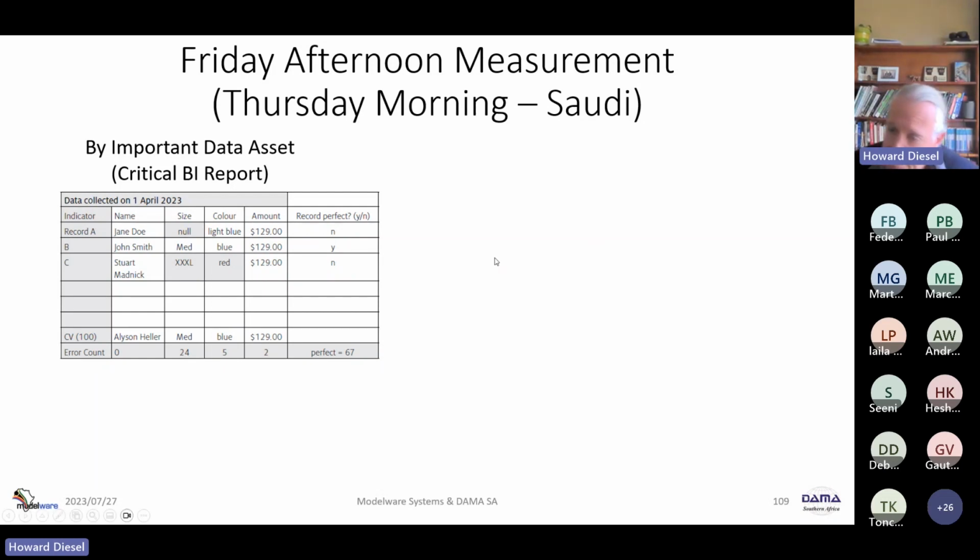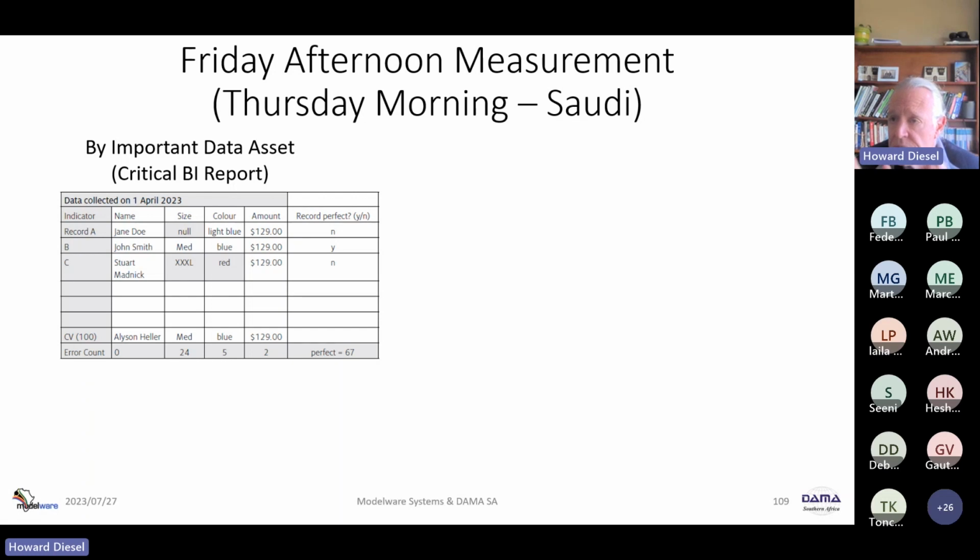So, here's an approach, very simple. You choose a critical BI report. Then you choose the last 100 records of that data set, and you sit down with the people that understand it. Now, please remember, this is your critical data element, so you're not going to look at every single attribute on that table or that report. You're just going to look at the important ones. So your first step is to say, what is the set of important ones?